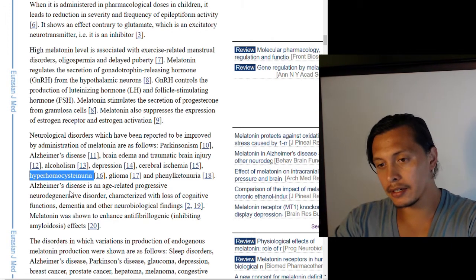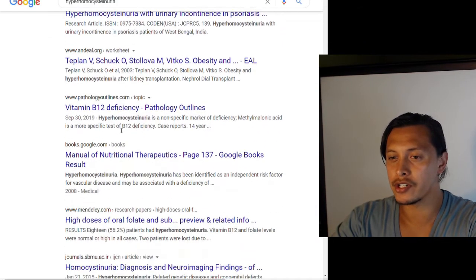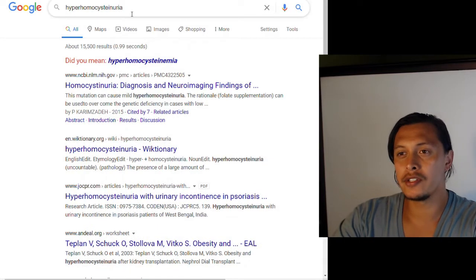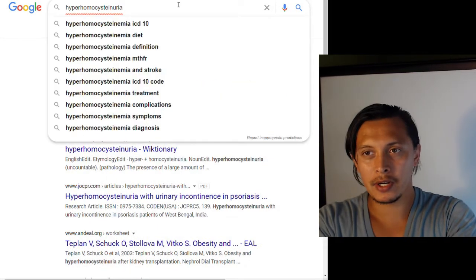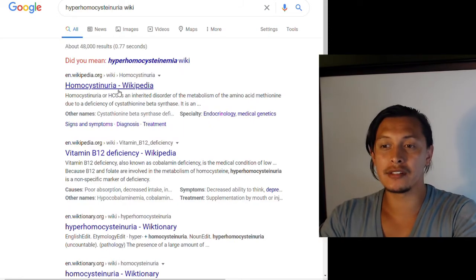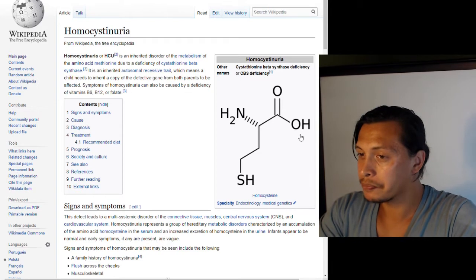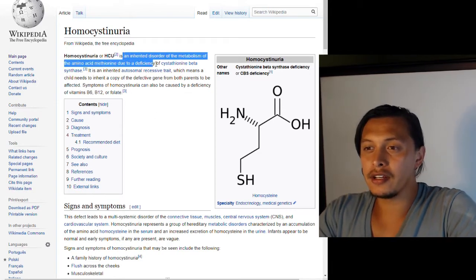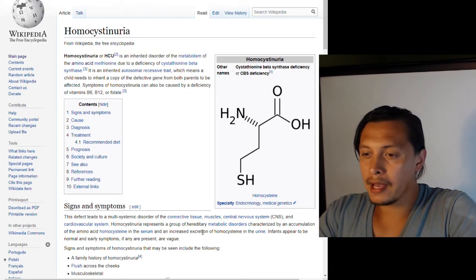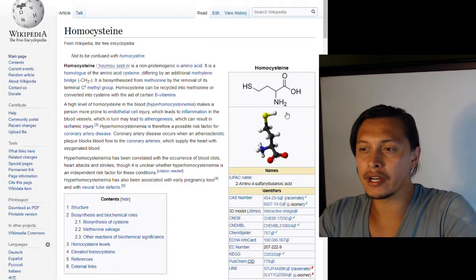Homocysteine is a molecule that, how do I phrase that? I think the best way to do it is just to go to Wikipedia. So cysteine is one of the amino acids, and homocysteine is a waste product from another amino acid. So here we go. Let me go to, so this is homocysteine right here.